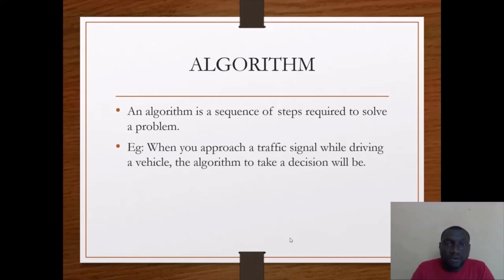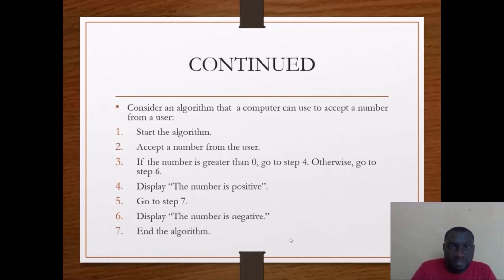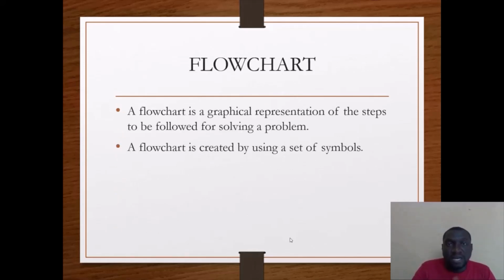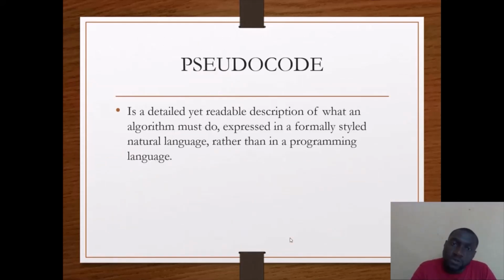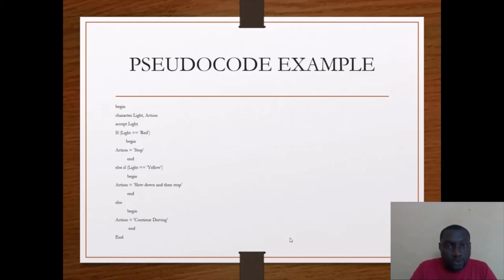Now, we looked at algorithm, which is a sequence of steps to solve a problem. And we continued with how to display an algorithm in a diagram called a flowchart. These are some of the symbols. Then I showed you a slightly closely related code, which is not a computer program, but it is very close to a computer program, called pseudocode. And I gave you an example of how it is used for the traffic light algorithm.